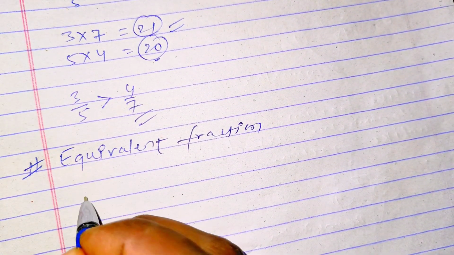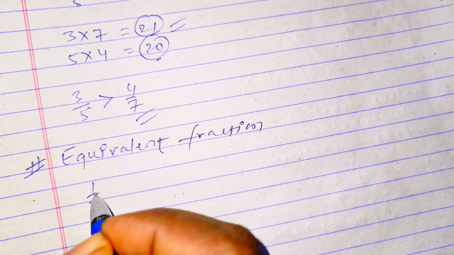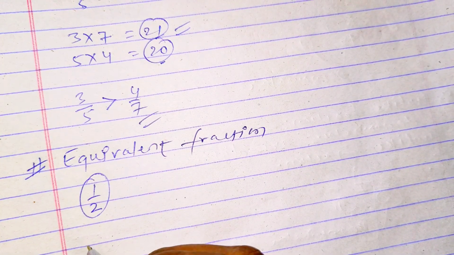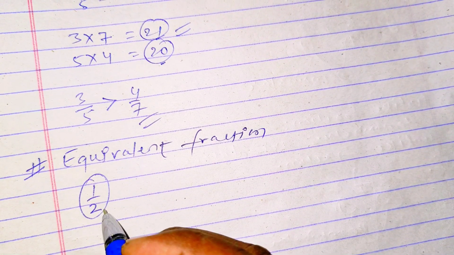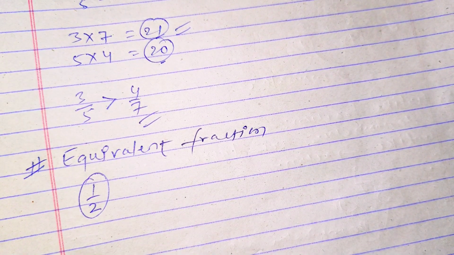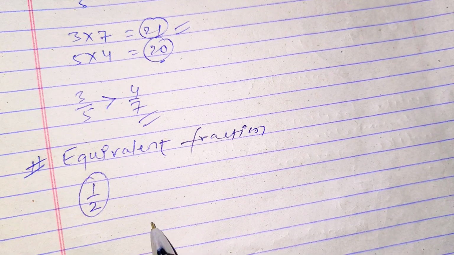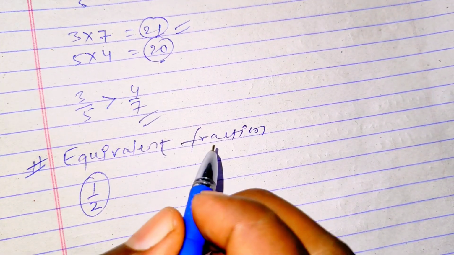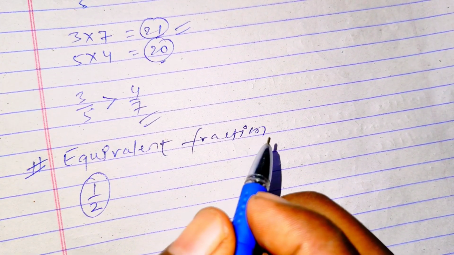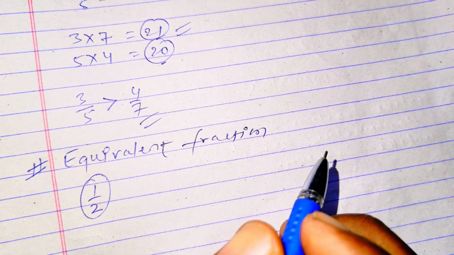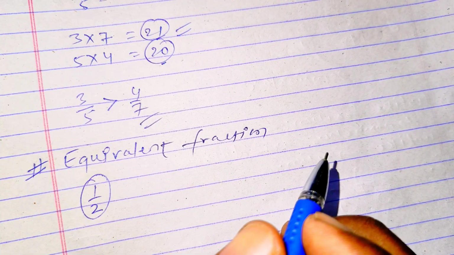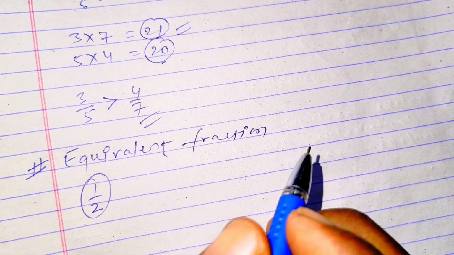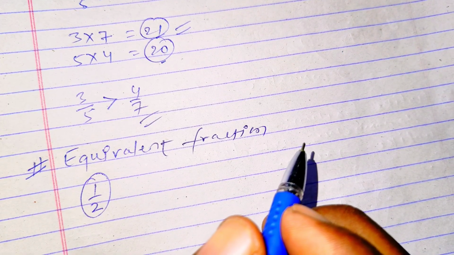Let's take an example: 1 by 2 is a fraction, right? Now find its equivalent fraction, meaning the same fraction in another form, the same ratio in another fraction. So to make an equivalent fraction, we should multiply or divide the numerator and denominator by the same number, any same number.